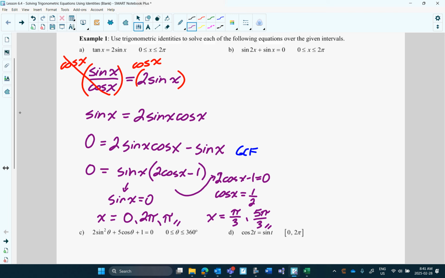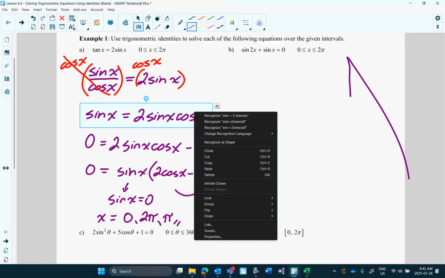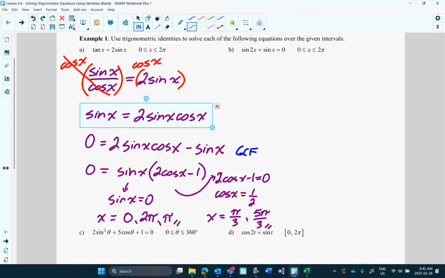Just remember, sine 2x is an identity. Two sine x is not an identity. Make sure you don't get confused between the two. The 2 has to be in front of the x for it to be a double angle identity.